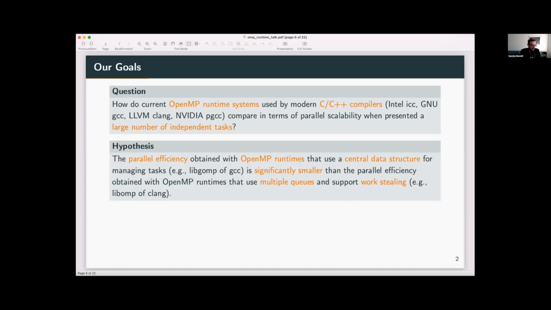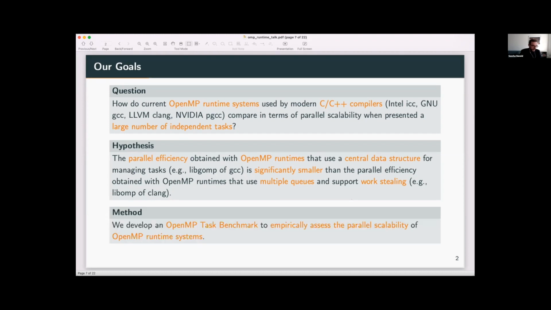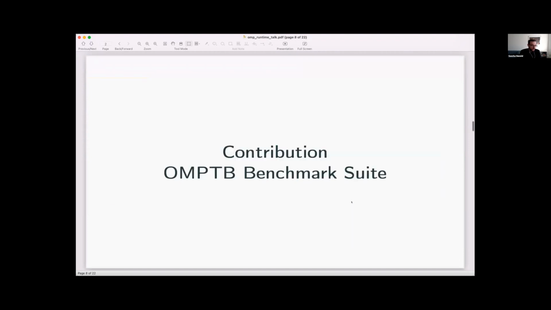And of course, we had some hypotheses that some of these OpenMP runtime systems that have a central data structure like libgomp of GCC would perform significantly worse when you have a lot of threads compared to the ones that have multiple queues like libomp of Clang, and especially because they also support work stealing. And what do we do? Well, it's a bench conference. We implement a benchmark that can help us to assess the parallel scalability of these runtime systems.